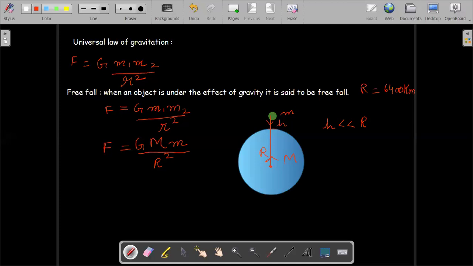So initially I told you that for every action there is an equal and opposite reaction. If the earth is attracting the mass towards itself, the mass is also attracting the earth towards itself. Both the masses are attracting each other with an equal amount of force.